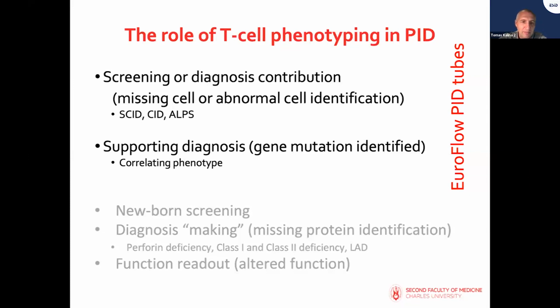As an example, I think you can show it with perforin deficiency, class 1 or class 2 deficiency, or leukocyte adhesion deficiency. And there will be a specific talk on this, that flow cytometry is used as a function readout of altered function.